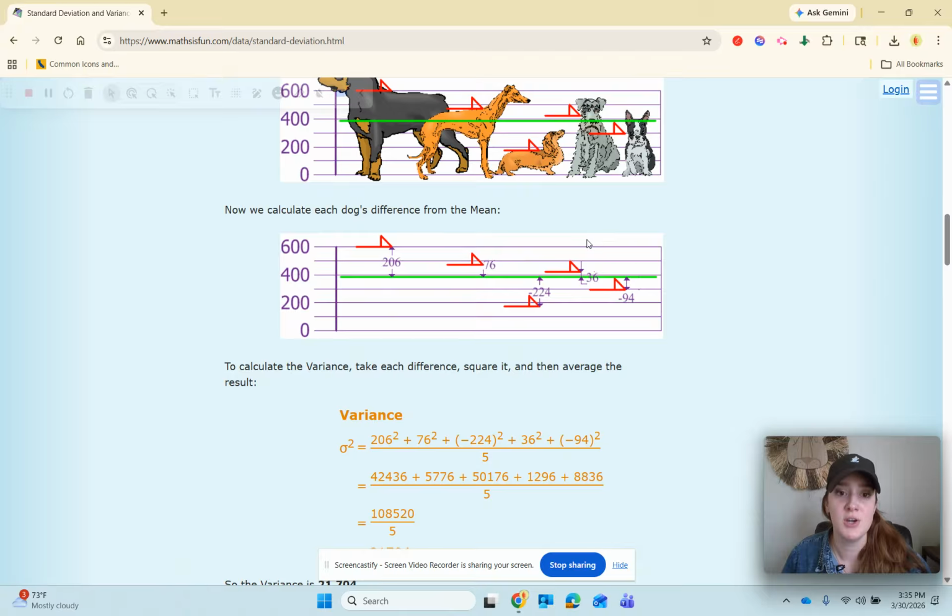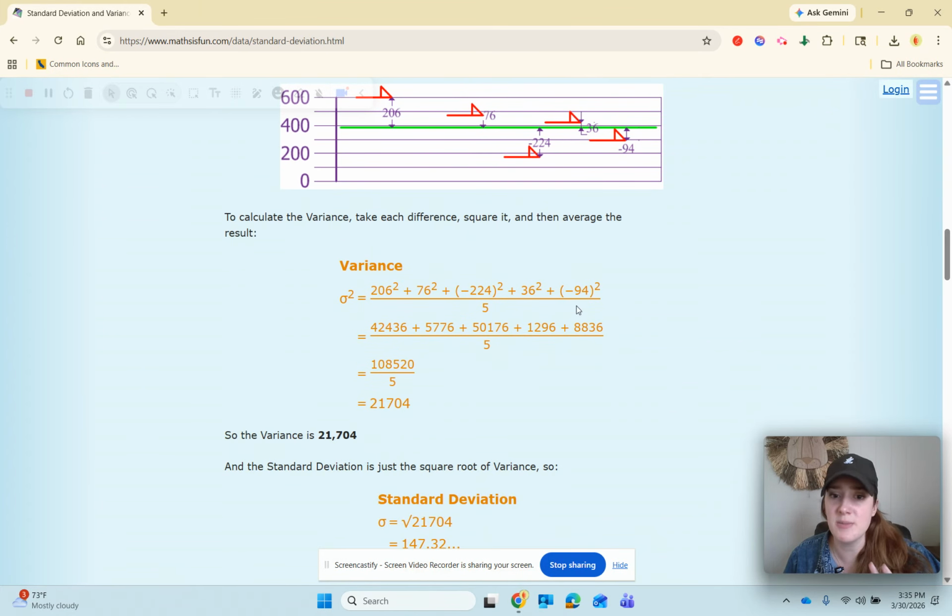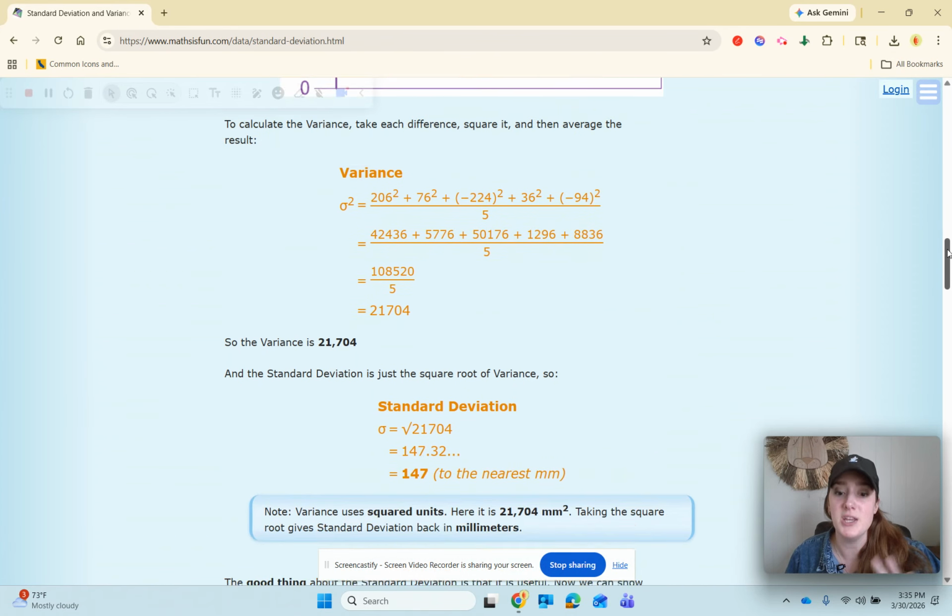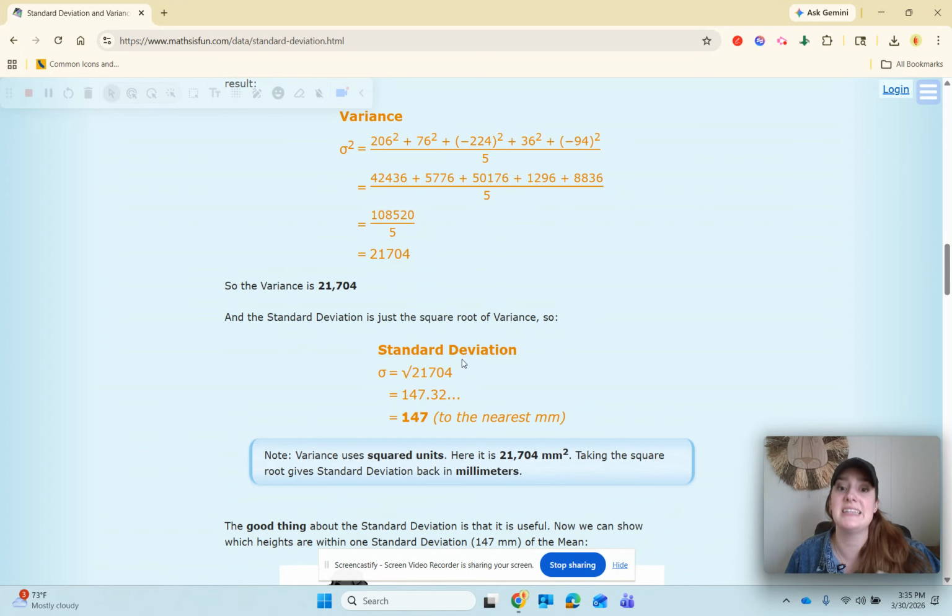So to do that, we use that mean, and we see the difference between each dog's height and that average. How large or small is the difference? We square them, take that average, and divide again by how many there are, so like 5. And that gives us, in this example, the variance, 21,000. We square root it to get the standard deviation.